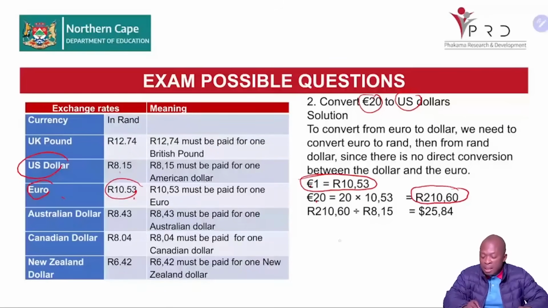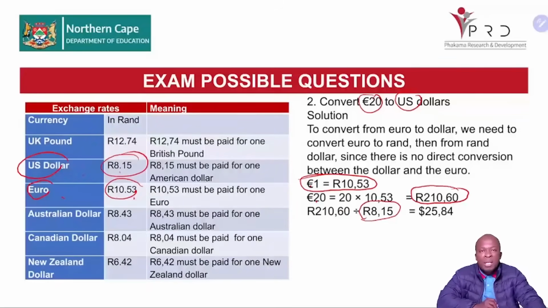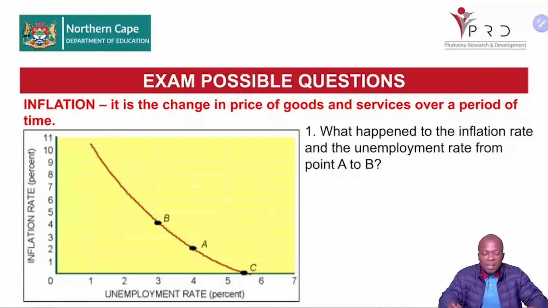rand 60 cents. So now that we have the money in rand, then we can convert it to dollar, because every rand we have is equal to 8 rand and 15 cents. So when we change 20 euros to US dollars, we get $25.84. That is how you do the exchange rate questions. Let's talk of inflation then.